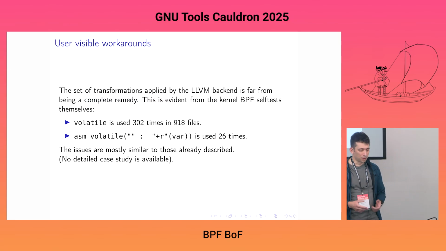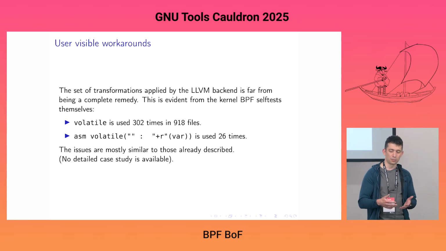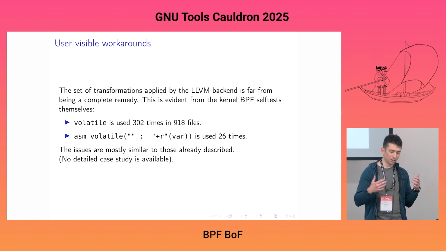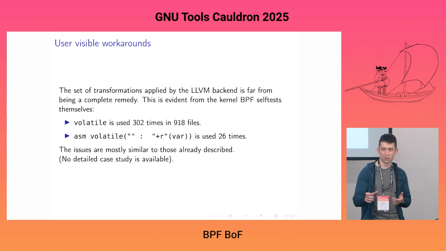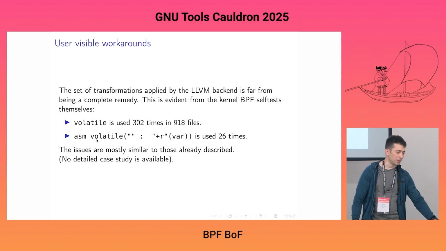Those are workarounds which we have on the compiler side, but there is a ton of workarounds which are still user visible. In the test suite, we have a bunch of variables declared as volatile just so the optimizer does not touch them and does not assume their value. And we also have a few instances where we use this asm volatile hack just to hide the variable value from the optimizer. I did not review an exact case study of which patterns require these volatile or asm volatile hacks.